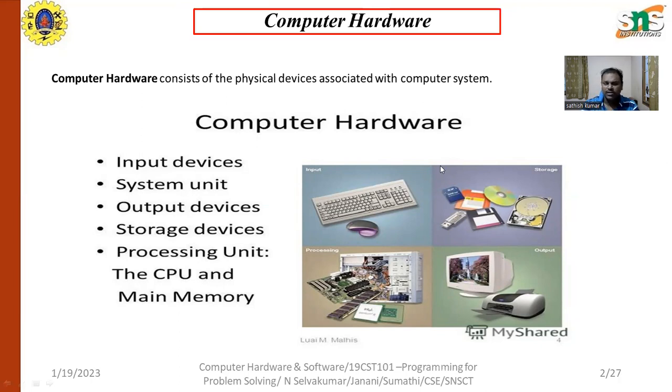memory. In these images, the keyboard and mouse are the inputs, and the floppy disk and CD are the storage. The processing is the motherboard, RAM and ROM. The output is the printer, scanner and monitor. So we have input, output, storage and processing. These four kinds only we have to segregate.